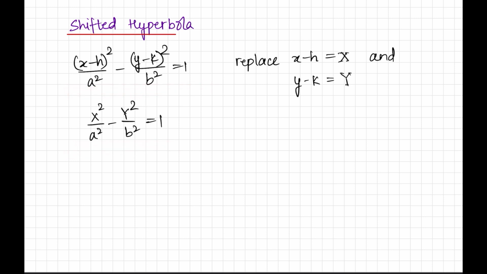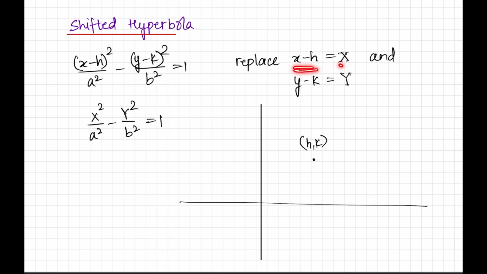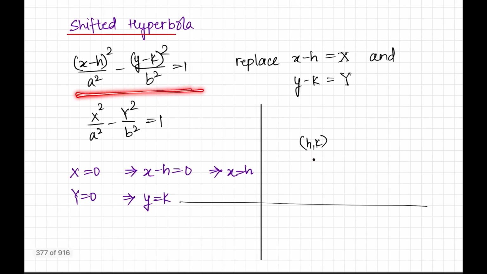So imagine we have an x-axis and a y-axis, and here, let us say, is the point h comma k. This point h k, we obtain by putting capital X equals 0 and capital Y equals 0. If you put capital X equals 0, we get x minus h equals 0, and that gives us the value of x as h. And if we put capital Y equals 0, similarly we get y equals k. So this point forms the center of this shifted hyperbola.